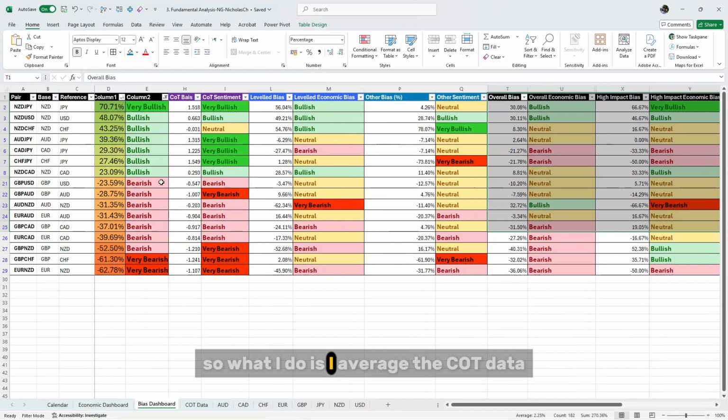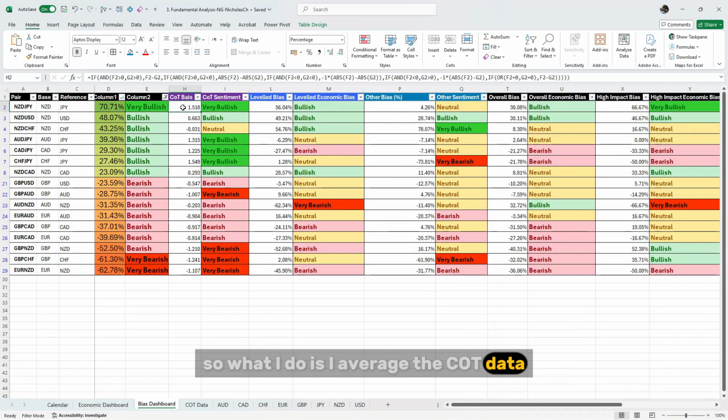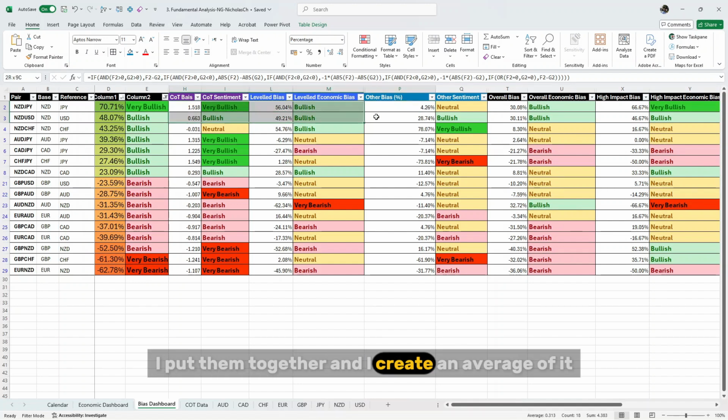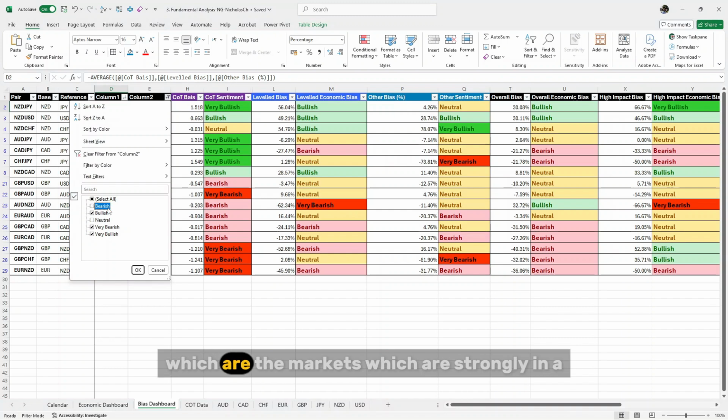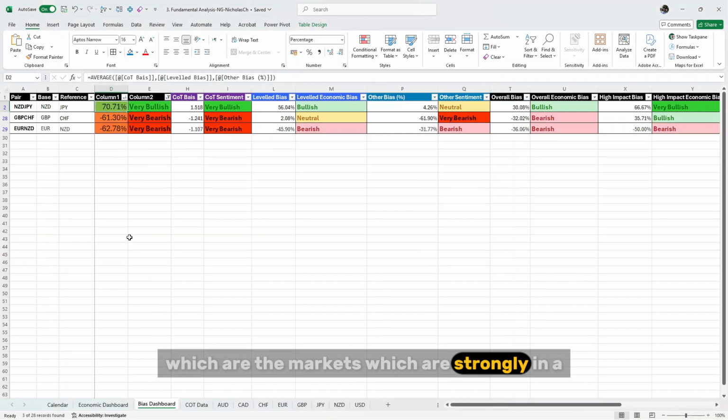So what I do is I average the COT data, the level data, and the other biases. I put them together and I create an average of it. That way I can quickly see on average which is the best performing and which is the worst performing. This is how I derived 3 markets that we will be focusing on here, which are the markets which are strongly in a certain direction.